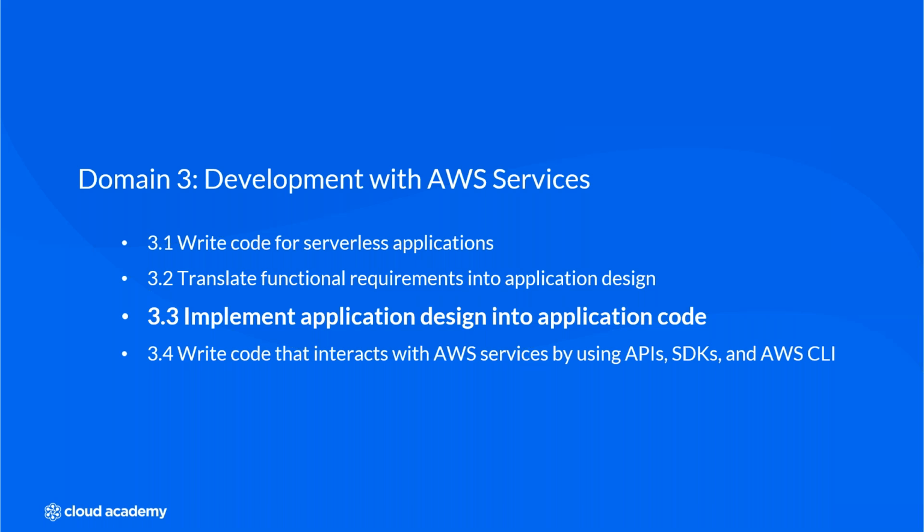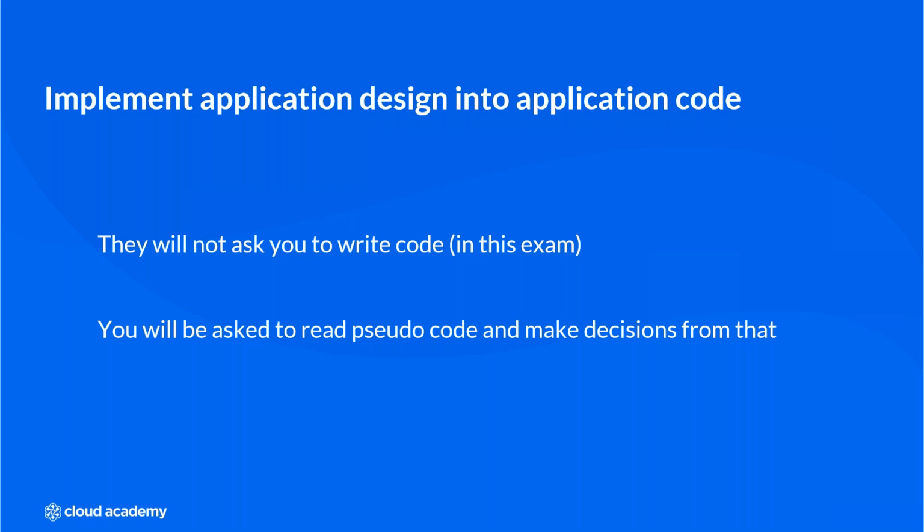Implementing that design we just talked about into application code. These next two sections are hard for me to teach specifically. The best I can give you is examples, because a lot of the stuff you have to either know by having developed for some amount of time or having worked with AWS. Let me give you some examples of what I'm talking about. They will not actually ask you to write code in this exam, so don't worry about that. But you will have to be able to read pseudocode and make decisions from that.